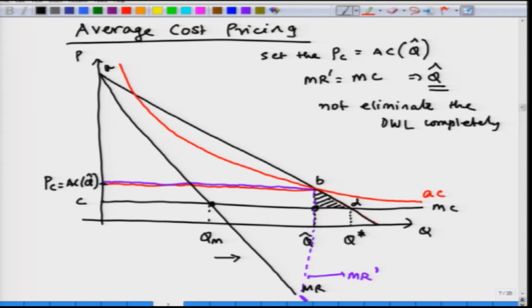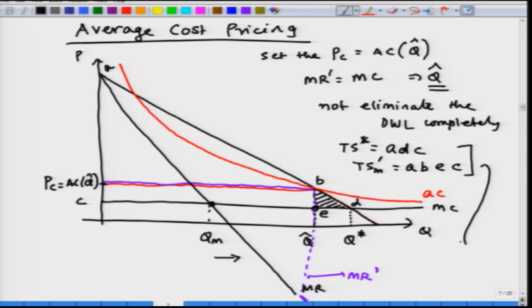So, the total surplus under the competitive condition would have been A, D and C, whereas under average cost pricing the producer surplus is this area P, C, B, E and C. So, the total surplus under the average cost pricing rule is the area A, B, E and C, which means that there is a deadweight loss equal to the area B, D, E. So, the deadweight loss continues to be there, but it is still better than the status quo monopoly, which would have generated a much larger deadweight loss. The deadweight loss under the status quo monopoly would have been a much larger triangular area.